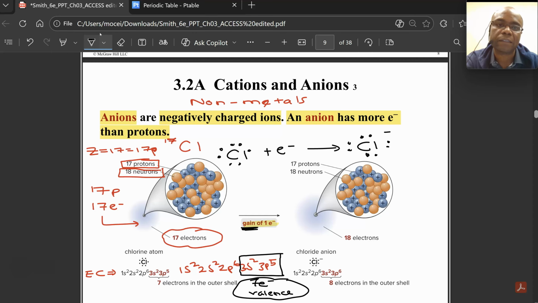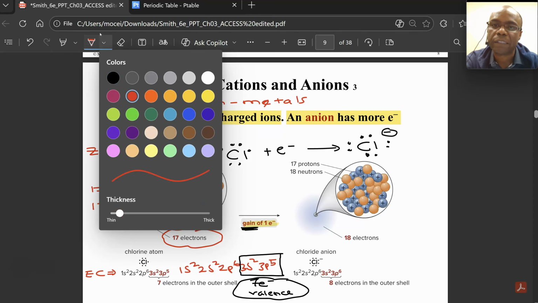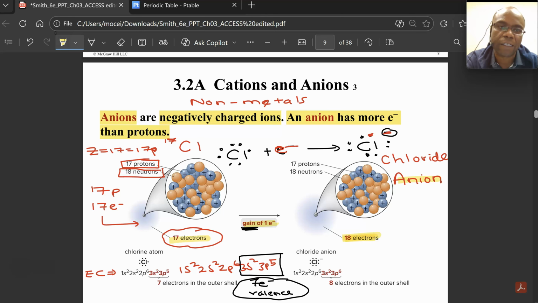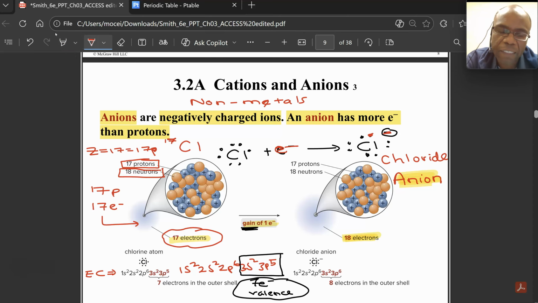Because now it has 8, it has 1 foreign electron. Pretend this was the foreign electron that was added. A dot represents the electron. You get a negative charge from that extra electron. So we started with 17 electrons, and now chlorine has gained 1 to be 18 electrons, and it's no longer chlorine, it's called chloride. It's negatively charged. It's not a cation, it is now an anion.